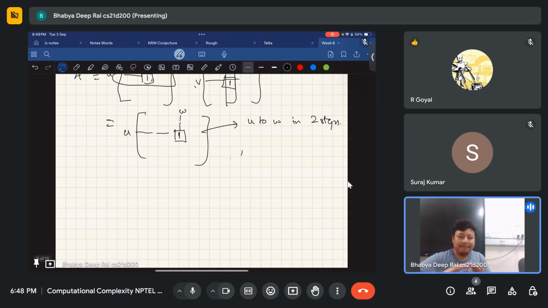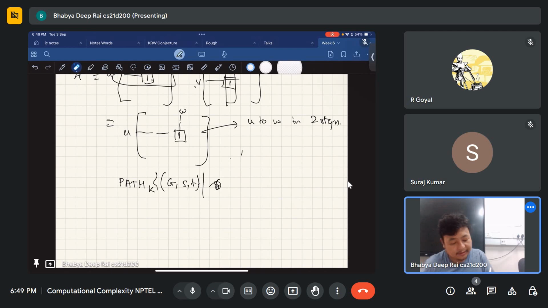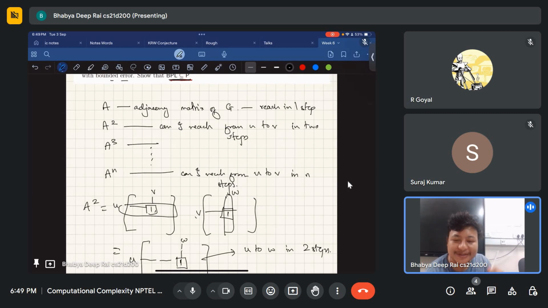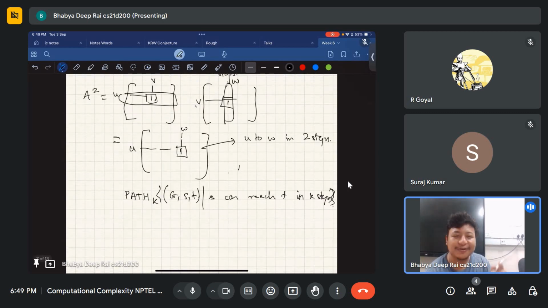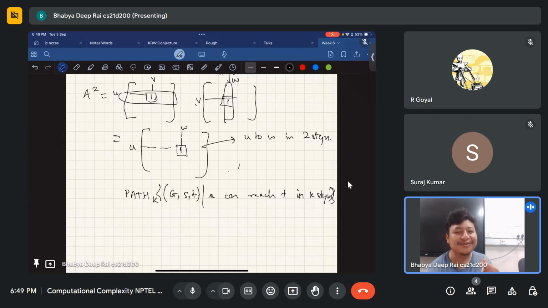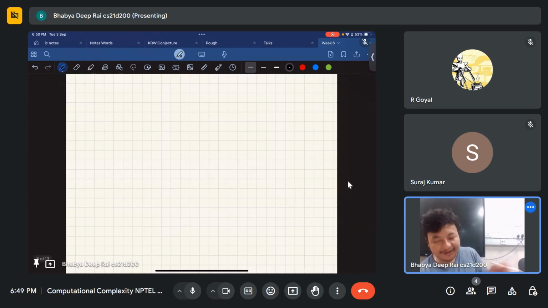Now we want to extend this idea, okay? And this is one way of showing reachability. Path k can be written as G, S, T: S can reach T in k steps. So this is what this is, right? And one nice question is whether you can solve reachability using this. This is one of the questions in this problem solving session also, I'll come to it. Actually, using this idea, you can find an alternate proof to Savitch's theorem, which is quite simple also. It's not very difficult. Okay, let's move on.